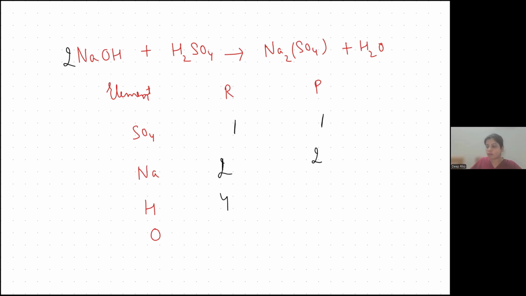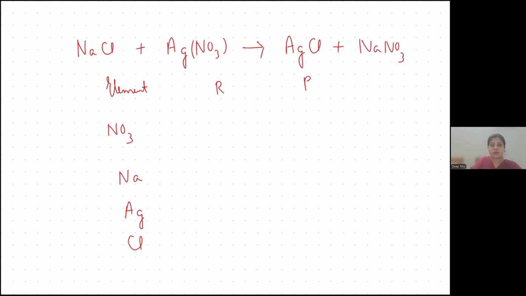And 4 in the product side, oxygen is 2. This is a complete balanced equation. Let's write the states. NaOH in the aqueous state and sulfuric acid is also in the aqueous state. Na2SO4 is also in the aqueous state, water in the liquid state. So this is the complete balanced equation. Let's do one or two more equations on balancing.